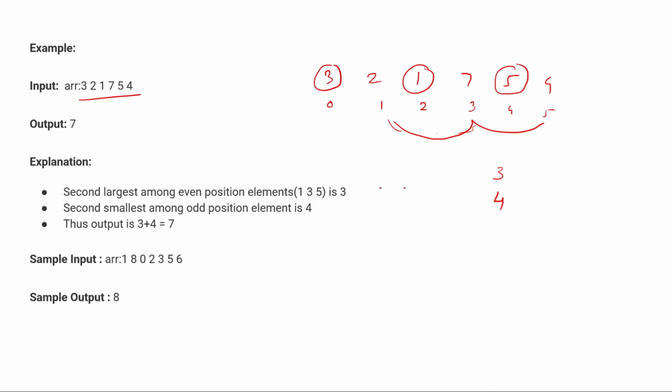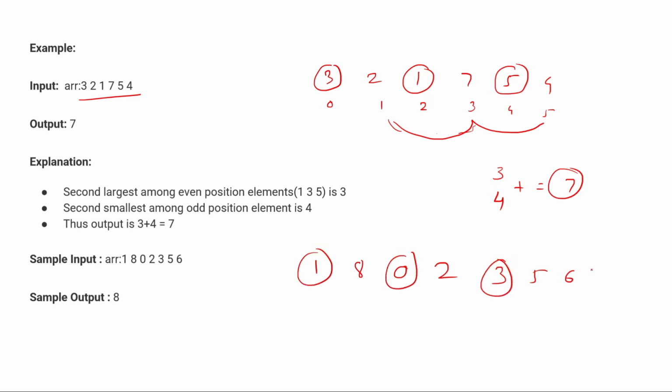Okay, then the output is we have to return the sum of it. So output is 7. Okay, so similarly in this case 1, 8, 0, 2, 3, 5 and 6. So even position numbers are like this one, this one, this one and this one. Okay, and then second largest element.